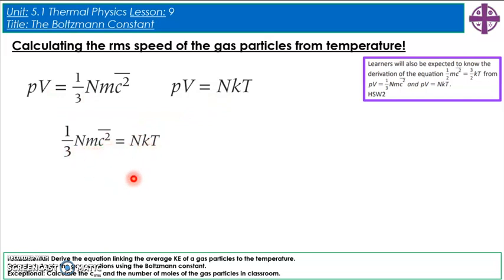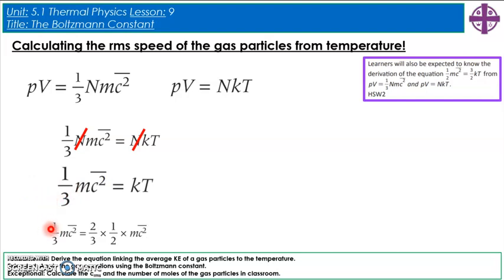I've got an N on both sides, so I can cancel both those N's out, and that gives me a third m mean squared speed equals kT. You might notice this looks pretty similar to the equation for kinetic energy. It's not quite because we've got this third here. But what I can do is a nice little mathematical trick. I'm going to say that a third m mean squared speed is equal to 2/3 times a half m c squared.